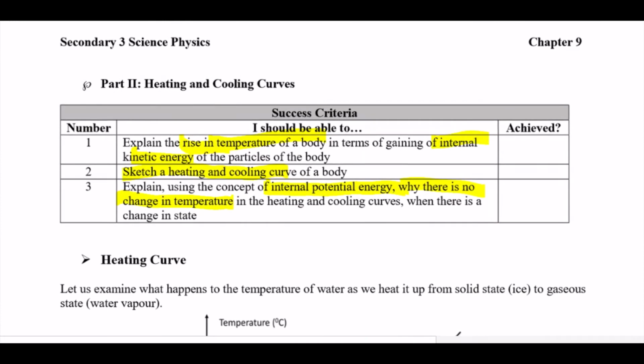Now we are going in with this concept of internal KE and internal PE. We are now going in to try to explain the heating curve that we see at the start of this video. Why is it that at certain points, at 0 degrees Celsius and at 100 degrees Celsius, temperature does not increase even when heat is being constantly supplied to the water? This is the big question, the $1,000,000 question over here.